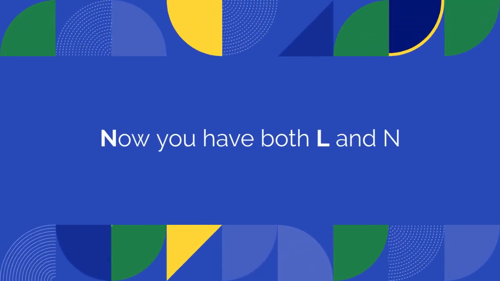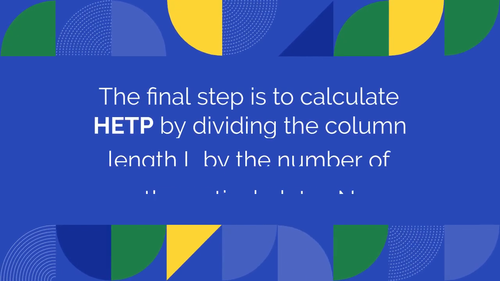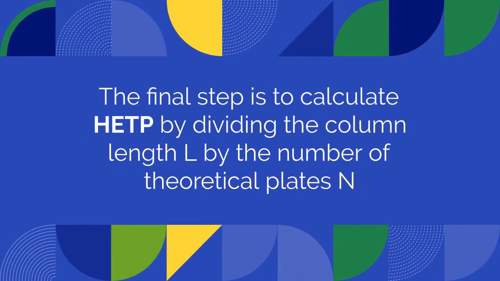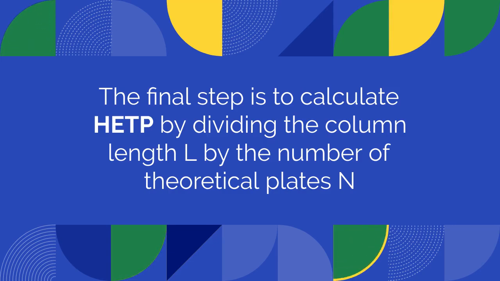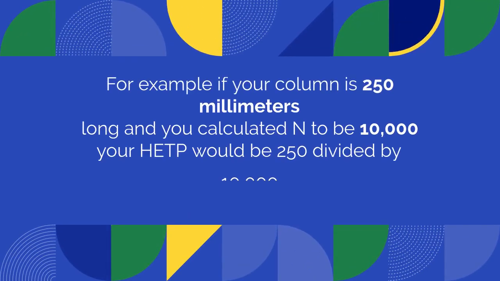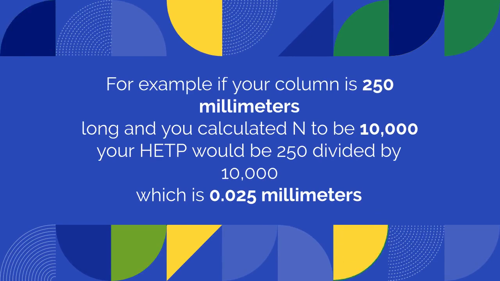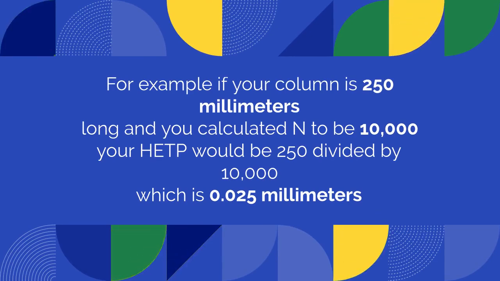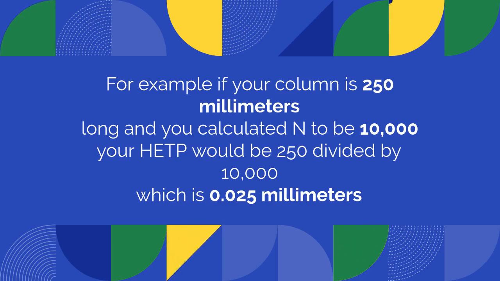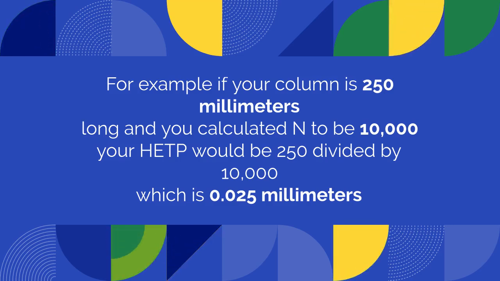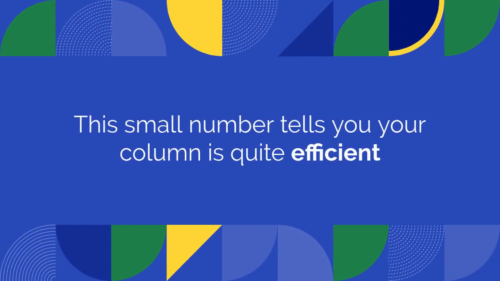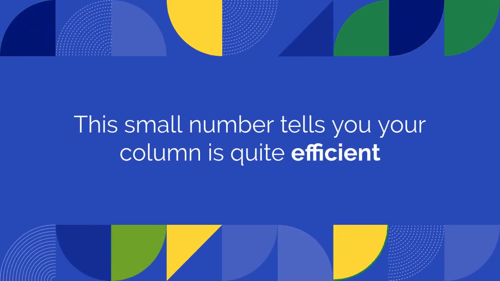Now, you have both L and N. The final step is to calculate HETP by dividing the column length, L, by the number of theoretical plates, N. For example, if your column is 250 millimeters long and you calculated N to be 10,000, your HETP would be 250 divided by 10,000, which is 0.025 millimeters. This small number tells you your column is quite efficient.